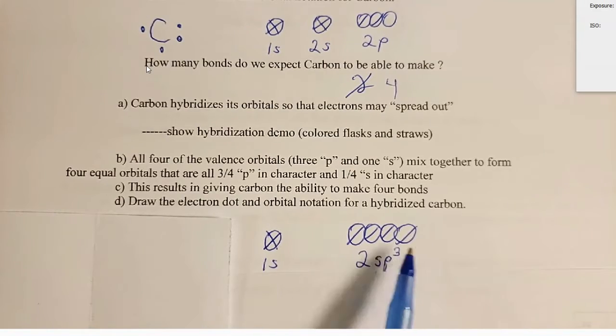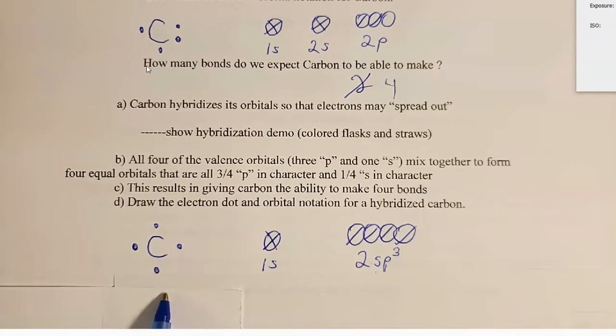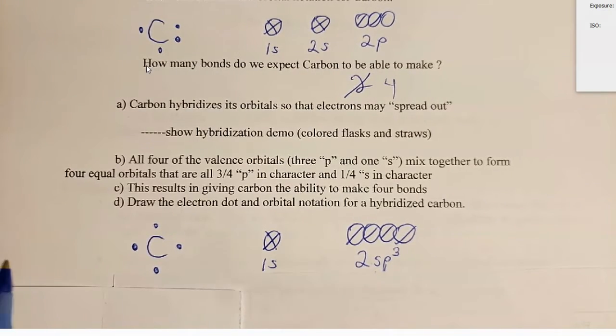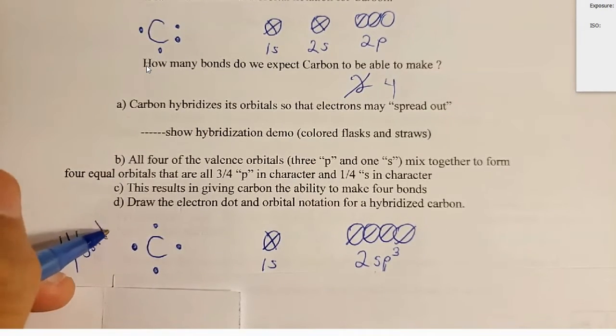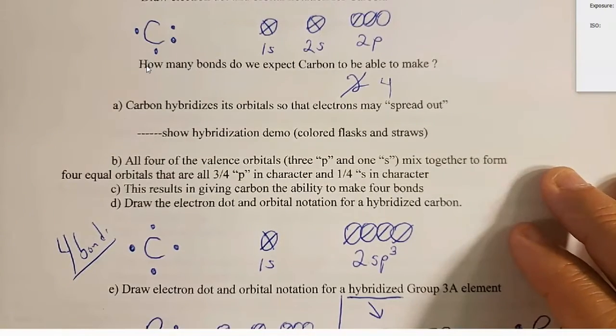So this model allows us to think of the electron dot notation of carbon as this way with 4 separate valence electrons. So bottom line, if you don't get too hung up on all the hybridization stuff, is from now on, whenever you're drawing the electron dot for carbon, you want to draw it this hybridized way where it has all 4 of them spread out. And so now we can see carbon now has the ability to make 4 bonds, which we know it does from looking at all the compounds that exist.